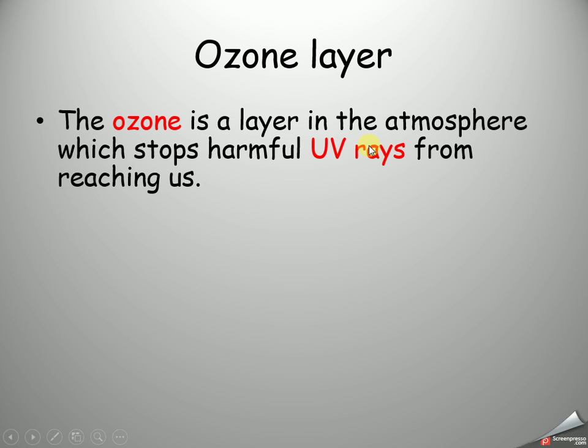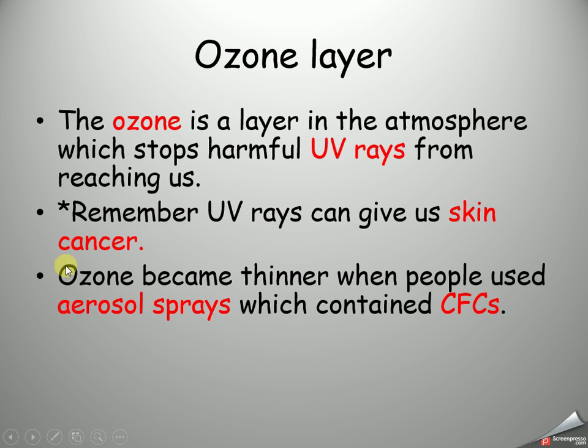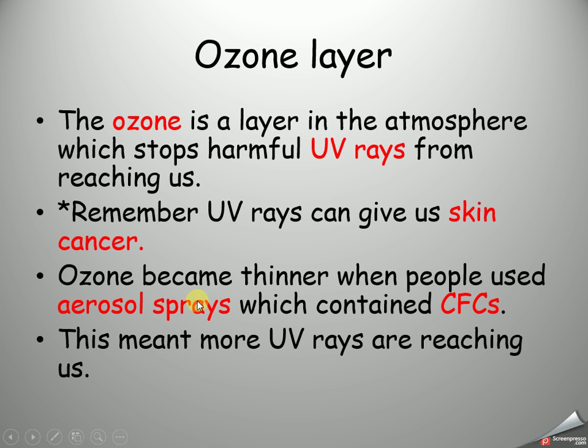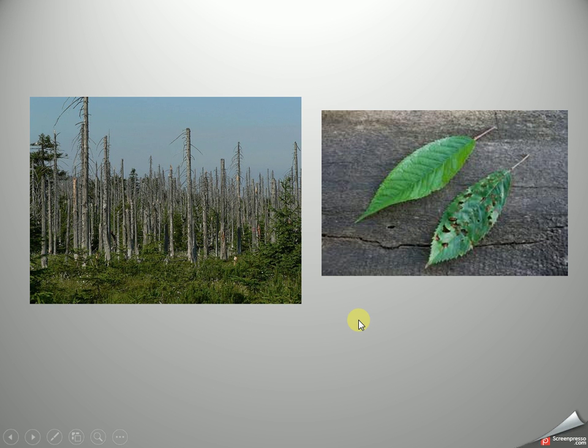So, the ozone layer in the atmosphere stops harmful UV rays from reaching us. Remember, UV rays give us skin cancer. The ozone layer became thinner when people started using aerosol sprays, which contain CFCs, which meant more UV rays are reaching us. So CFCs, you may see that written in full, and if you see it written in full, it means chlorofluorocarbons. So, very bad. So, we banned them. That was in 2000. And the hole is getting smaller. So, we are having an impact, which is good. The hole in the ozone layer is getting smaller. Fantastic. That's what we want to hear.